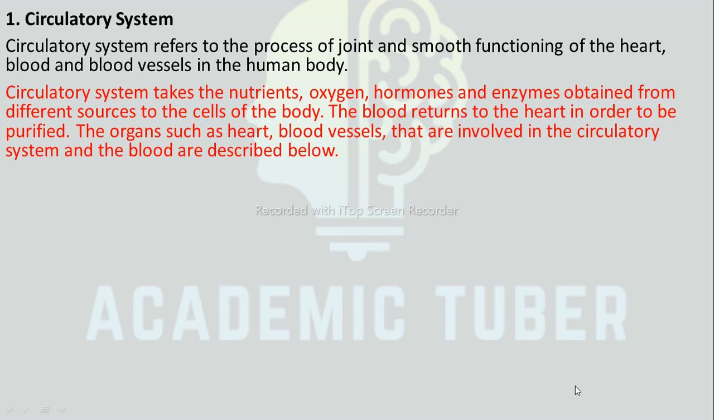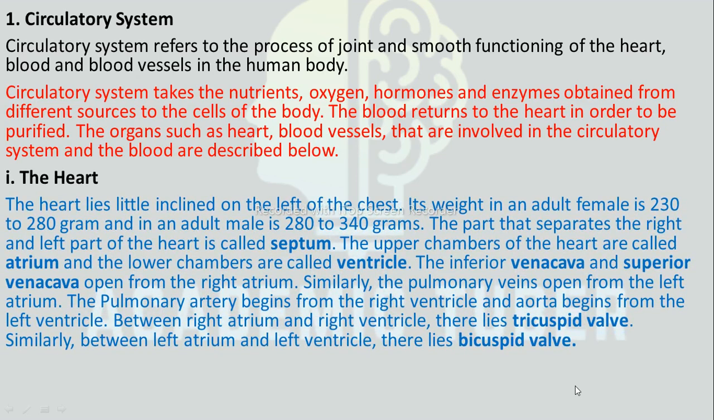The organs such as the heart and blood vessels that are involved in the circulatory system, and the blood, are described below. Heart. The heart lies a little inclined on the left side of the chest. Its weight in an adult female is 230 to 280 grams and in an adult male is 280 to 340 grams. The part that separates the right and left part of the heart is called the septum. The upper chambers of the heart are called atria or auricles and the lower chambers are called ventricles.